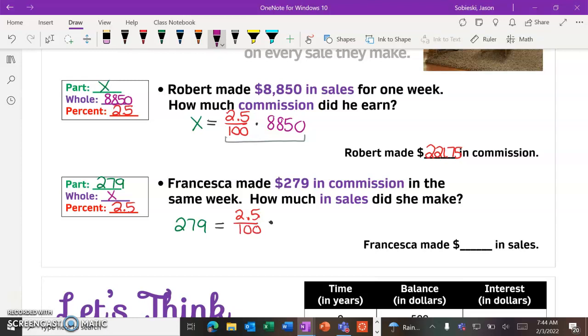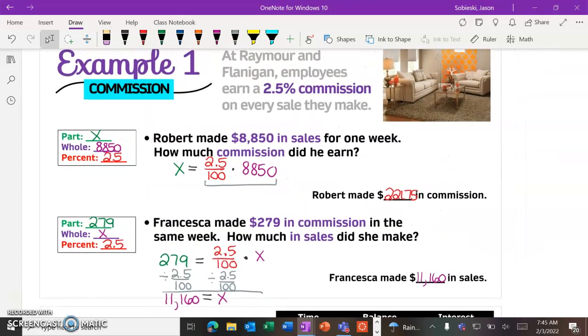And then, of course, x is not by itself. We have to get it by itself by dividing our fraction over, so dividing by 2.5 over 100. If you check this in your calculator, this should give you that x, which is our whole or our original amount or the sales amount, has to be equal to 11,160. So that's how much Francesca would need to have sold in order to get $279 in commission. Just like tax and tip that we talked about, commission is really just a percentage of a total, right? So we could solve it something like this.